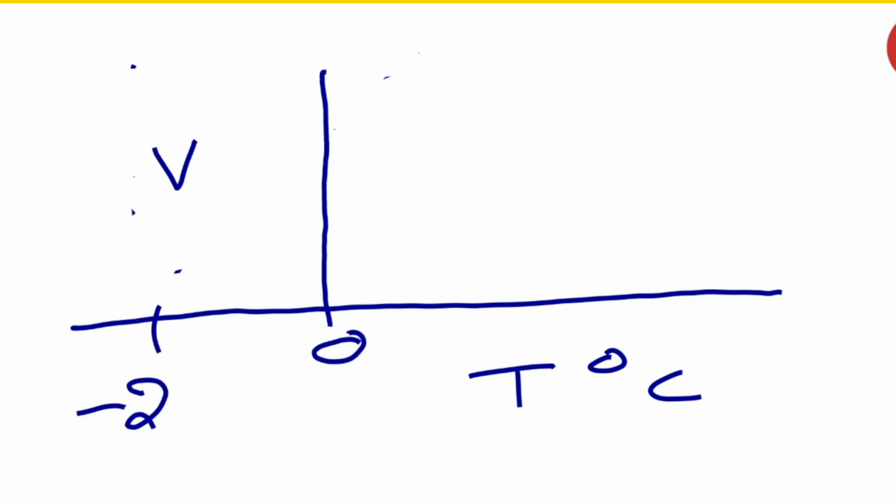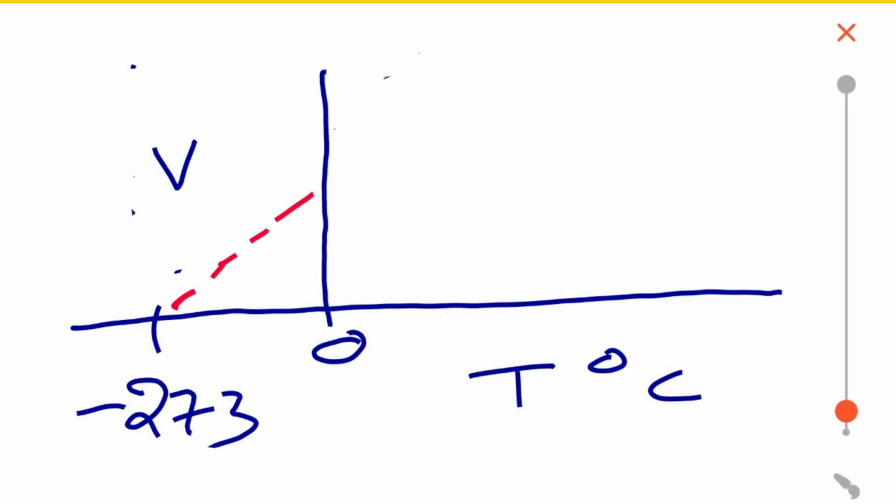Now in the second graph I am going to take temperature in degree Celsius. So whenever we take temperature in degree Celsius, what is going to happen? Please see, this is the graph, here is the volume, here is T in degree Celsius. Here it is 0 and here it is minus 273 degree Celsius. Then the graph will be plotted this way. Yes or no? So this is the graph of Charles' law.